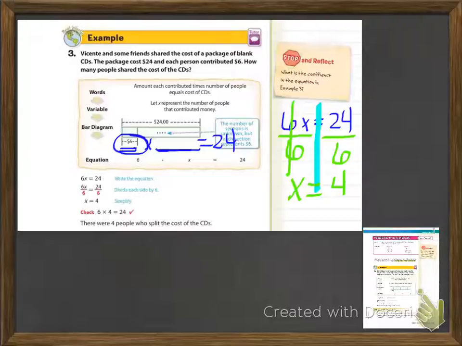What the 4 means is that there were 4 people who split the cost of the CDs. That means it was Vincent, he was one person, plus 3 more of his friends.